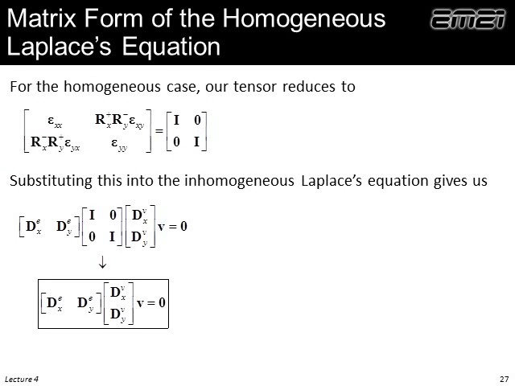Now in the homogeneous case, what was written like this for the anisotropic case really just becomes an identity matrix. Well, if we stick the identity matrix in the inhomogeneous Laplace's equation, we see that we can just drop this matrix entirely and just write it as really the inner product of those two gradient operators, if you will. So this is now the matrix form of the homogeneous Laplace's equation.